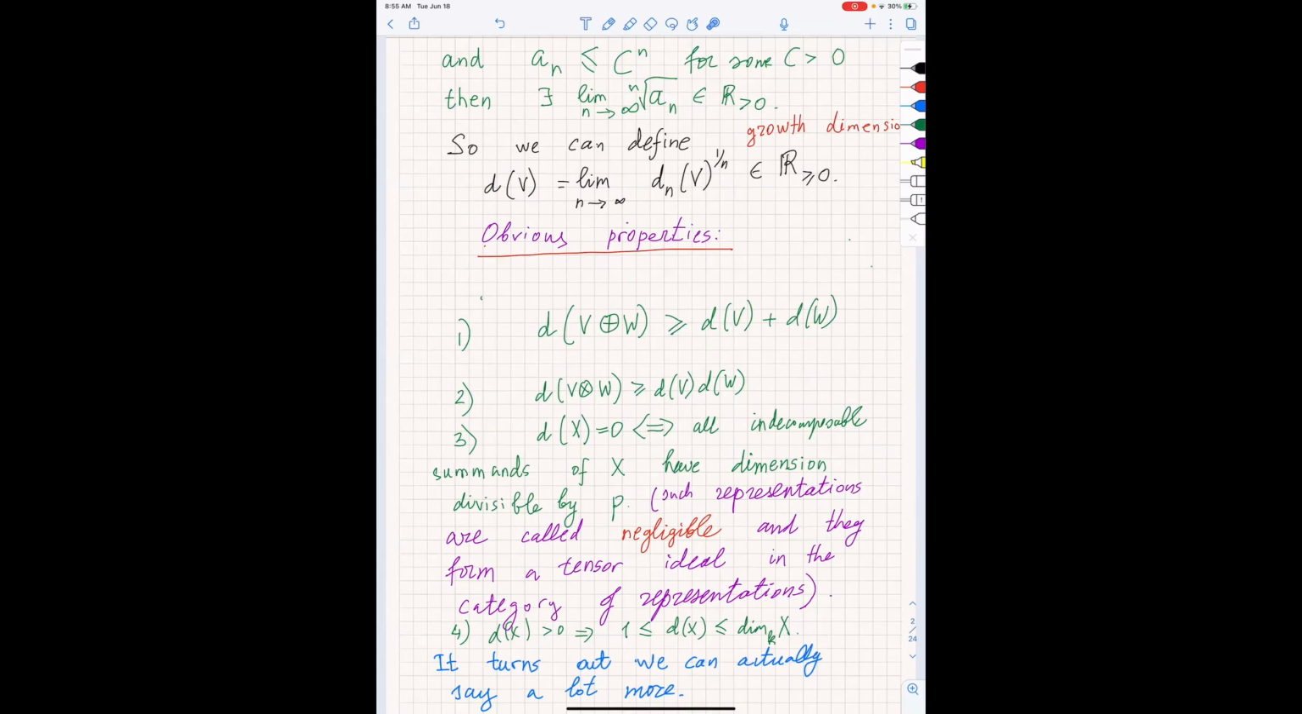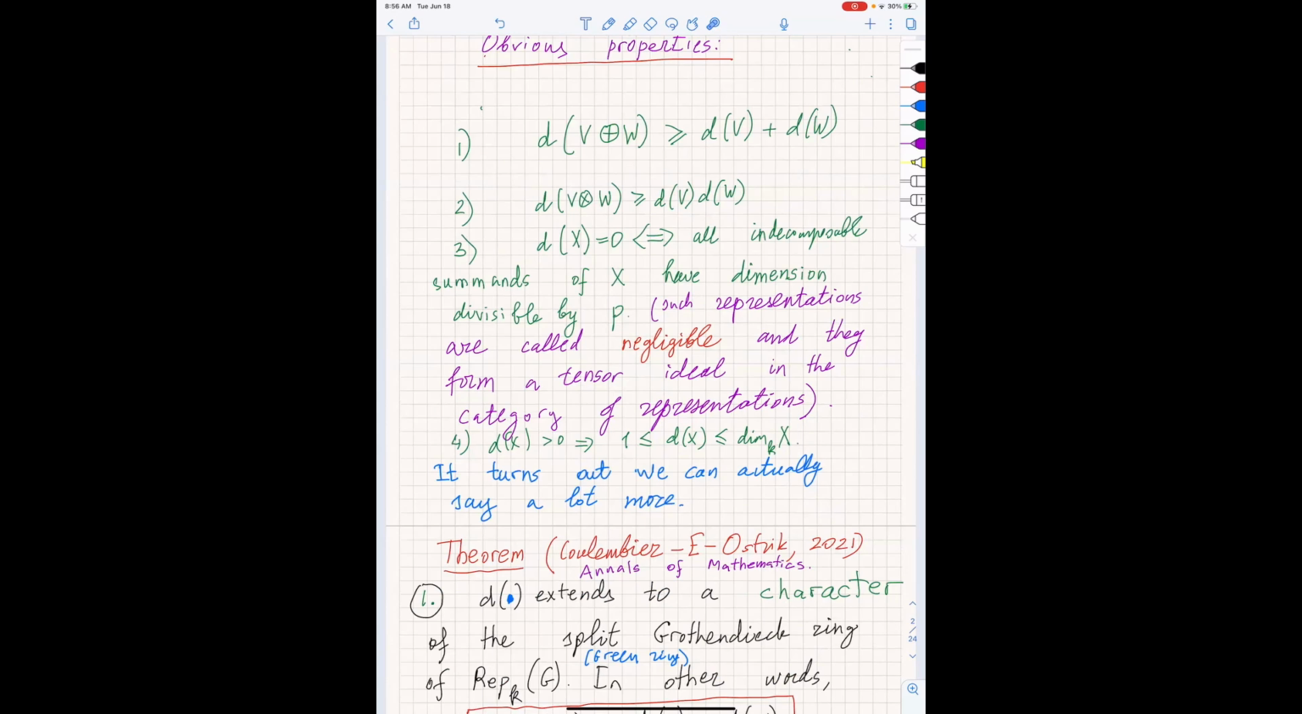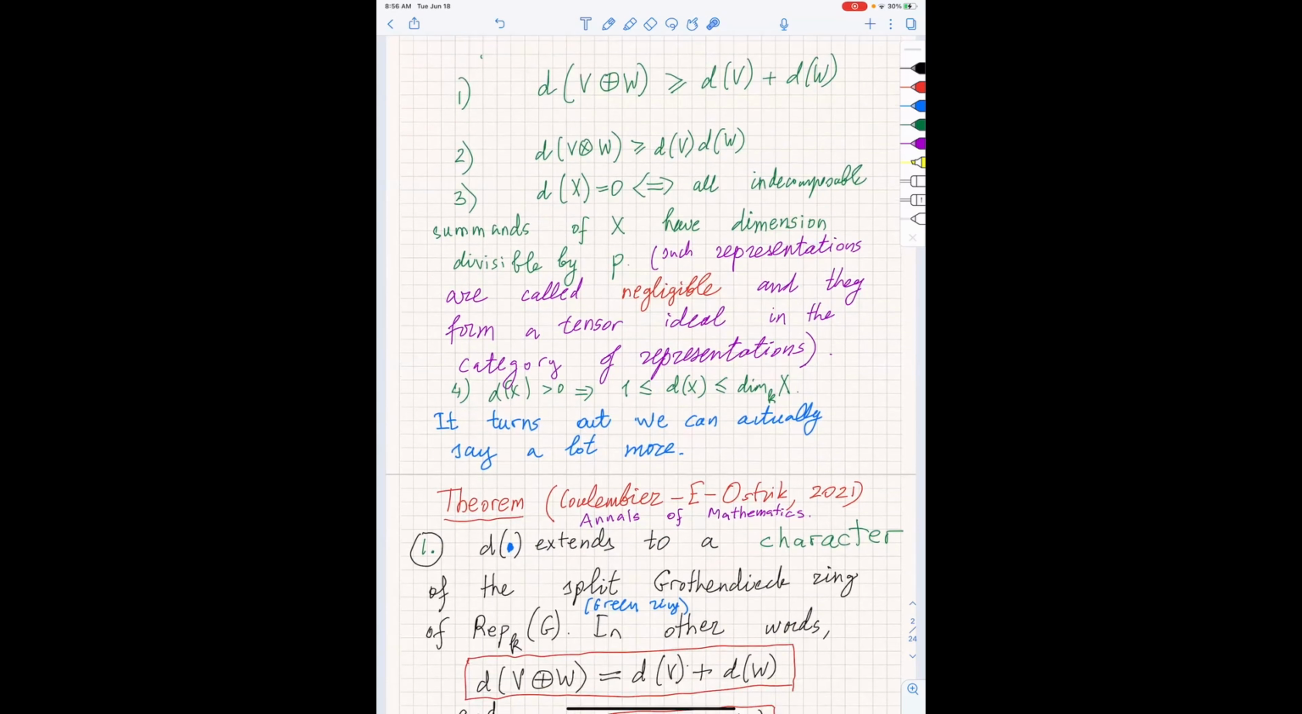For example, it is not clear at all from an elementary point of view if the number d of x is algebraic or transcendental. And if we were counting representations of different kinds, for example, non-projective summands, which is what people like to do, we do not know up to this day whether this number is algebraic or transcendental. But in this case of non-negligible representations, we actually know that it is algebraic and of a very specific form.